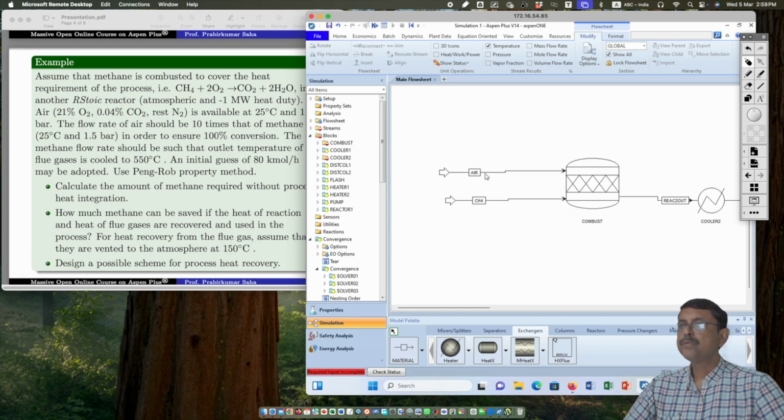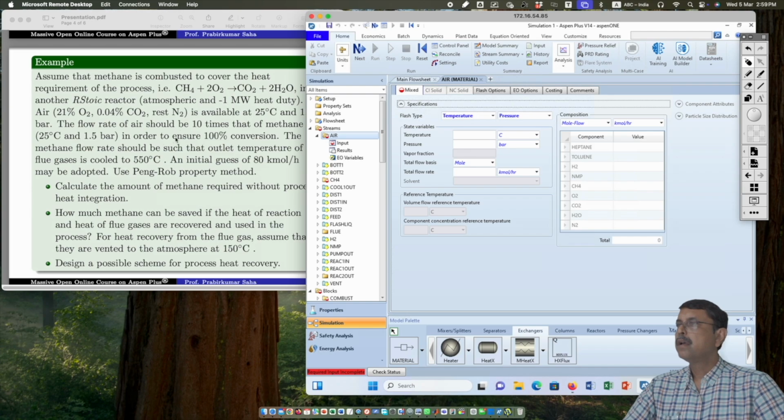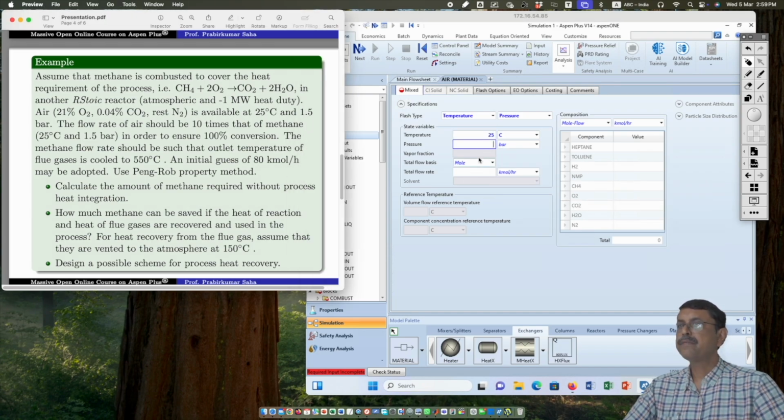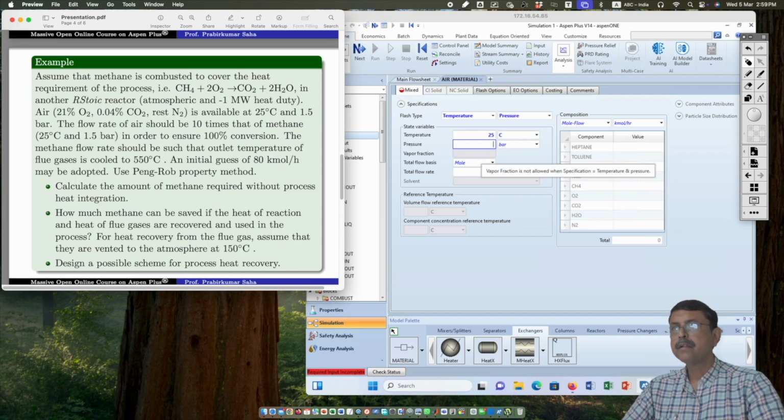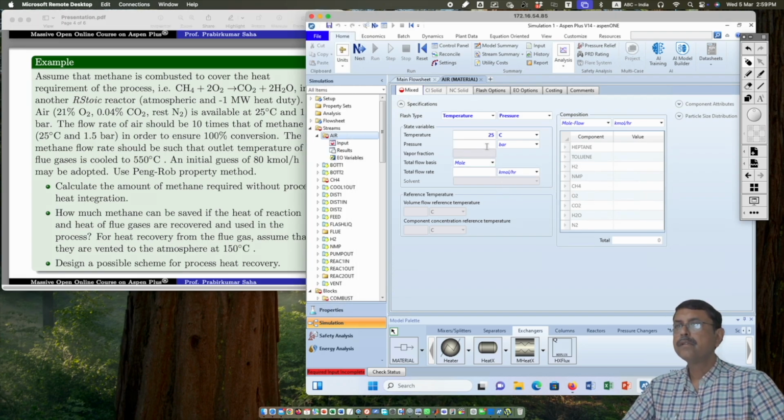Now we have to specify air. Air temperature and pressure: 25 degrees centigrade and 1 bar. So it is 25 degrees centigrade and 1.5 bar rather. So it is 1.5 bar.